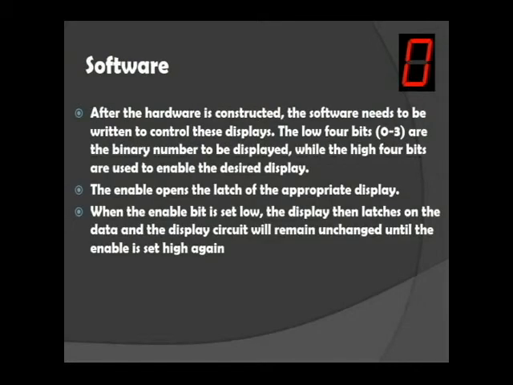Software of the 7-segment display. After the hardware is constructed, the software needs to be written to control these displays. The low 4 bits are the binary number to be displayed, while the high 4 bits are used to enable the desired displays. The enable opens the latch of the appropriate display. When the enable bit is set low, the display latches on the data and the display circuit will remain unchanged until the enable is set high again.